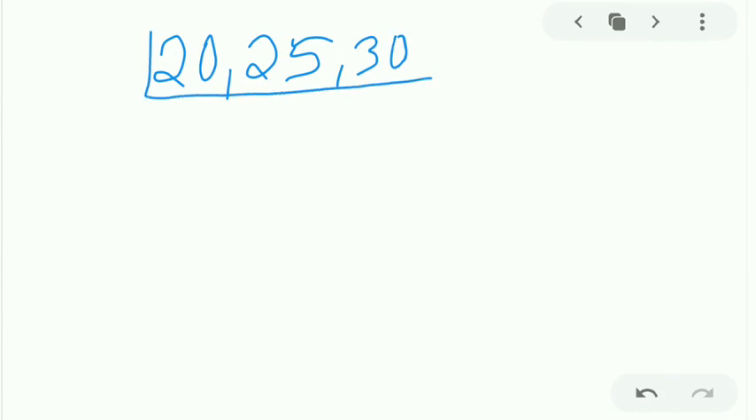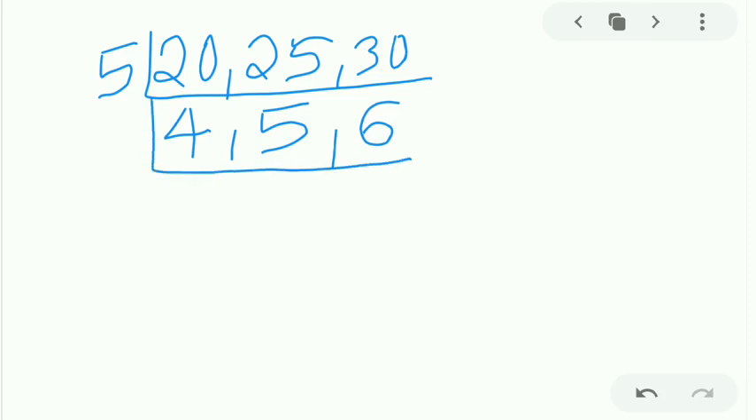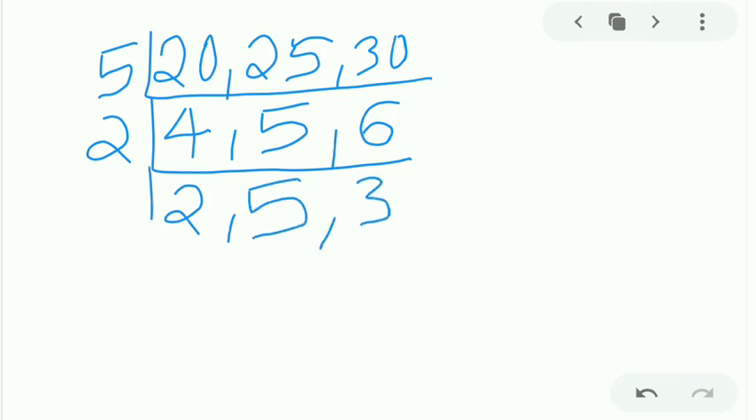Now let's find the LCM for 3 numbers. We have 20, 25 and 30. In all these numbers, we have the prime number 5. I am taking it outside. 5 four times in 20, 5 five times in 25, 5 six times in 30. In the next step, I am taking 2. 4 is divisible by 2 two times. 5 you have to keep as it is, and in 6 it is 3 times. So now we have 2, 5, 3.